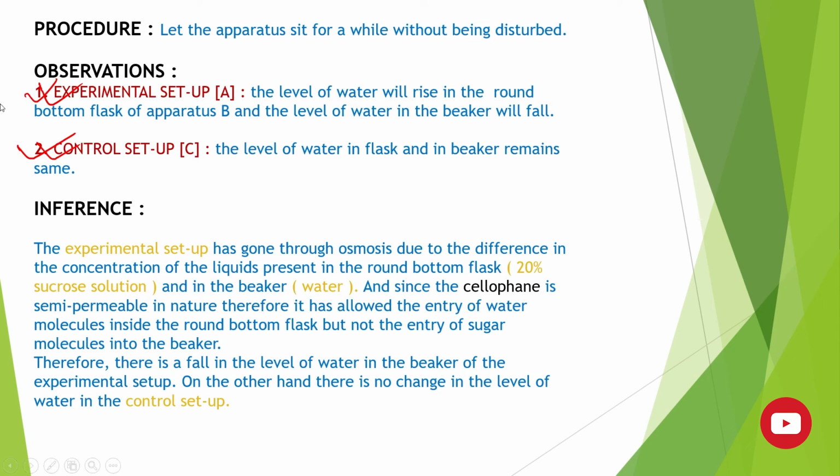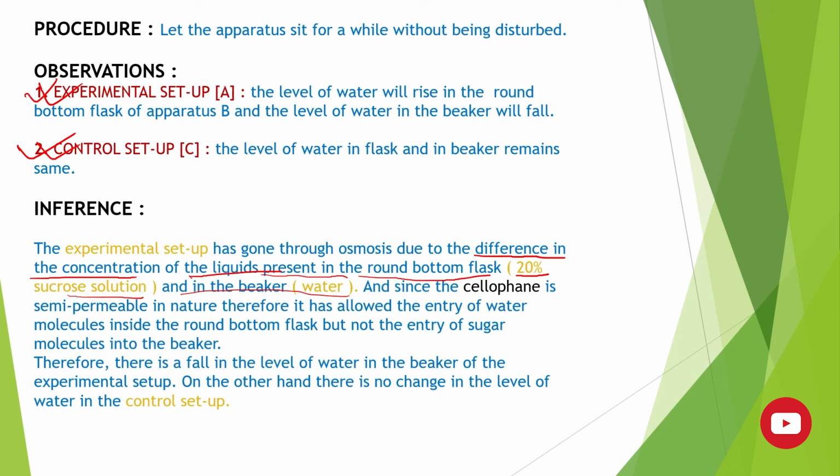So what is the inference that we can draw from this particular experiment? The experimental setup has gone through osmosis. Why? Due to the difference in the concentration of liquids present in the round bottom flask, 20% sucrose solution, and in the beaker, water. So in the experimental setup, there was a difference in concentration between the two liquids, right? In one part, we have taken 20% sucrose solution, and in the other part, we have taken water. So there is clearly a concentration difference between the two liquids.